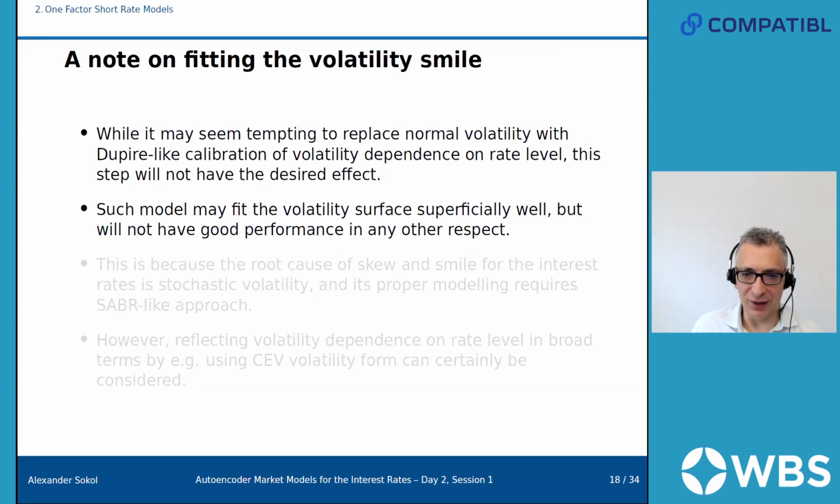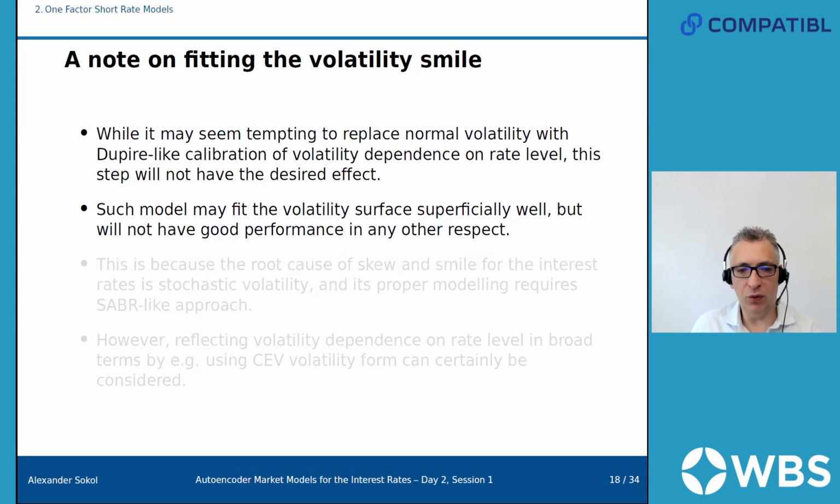You don't see a lot of Dupire local volatility calibration, or local stochastic volatility, used for things like equity, for things like FX, not so much for interest rates. And the reason is that a local volatility model, like a Dupire-like calibration for interest rates, may fit the volatility surface superficially well, or at least a slice from it, but it will not have good performance in any other respect. So that's the key thing there.